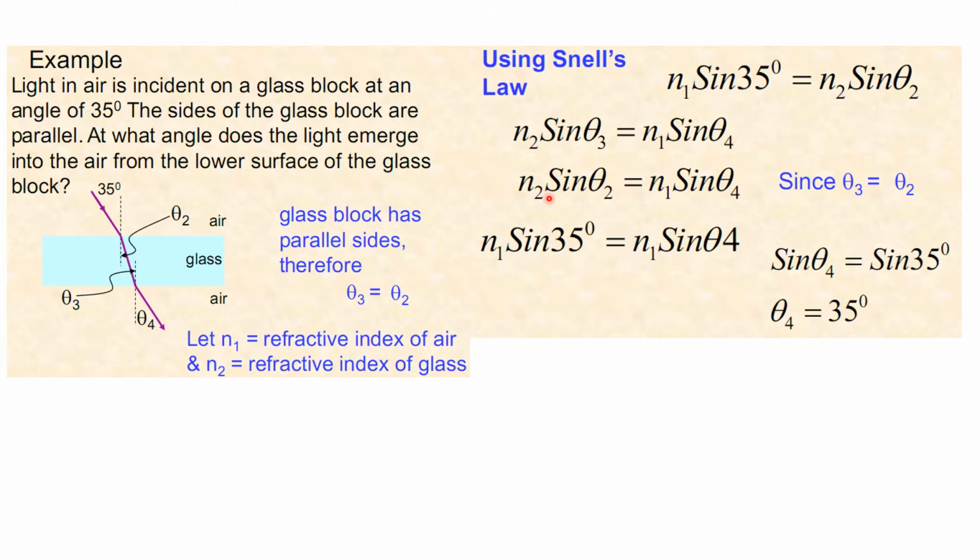Since n2 sine theta 2 is equal to n2 sine theta 3, which is equal to n1 sine theta 4, we'll see that n1 sine 35 is equal to n1 sine theta 4. Then since n1 is the same, it will cancel out. Then sine theta 4 equals sine 35, then theta 4 equals 35. Why do we say here n2 sine theta 3 equals n1 sine theta 4? It's because the angle theta 3 is equal to angle theta 2.